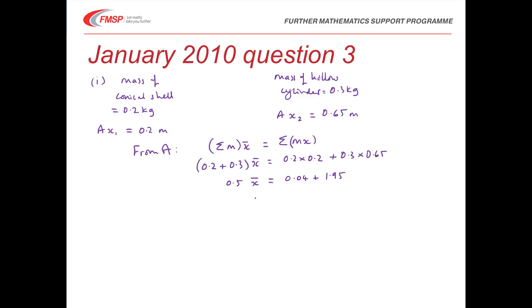I have in total then that, if I add up the right side, that's 0.235, and I need to divide both sides by 0.5. That gives me x bar equals 0.47, and what a relief, because they said show that the distance was 0.47.